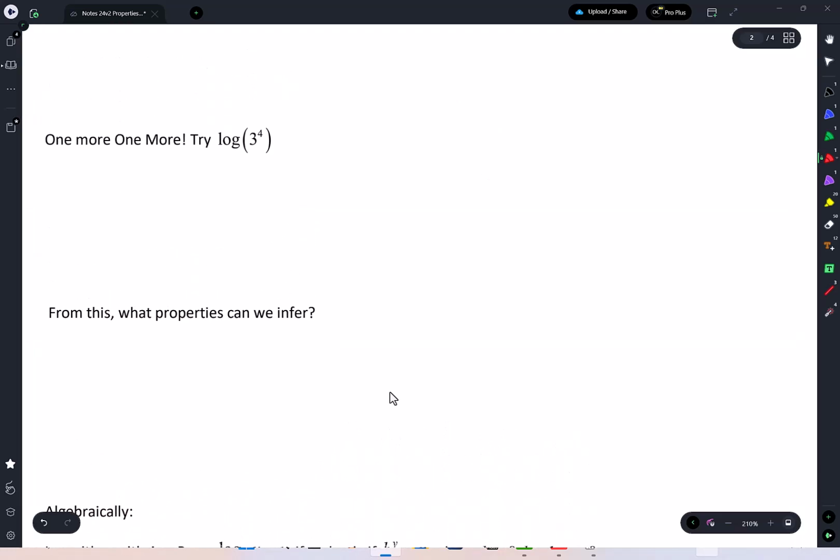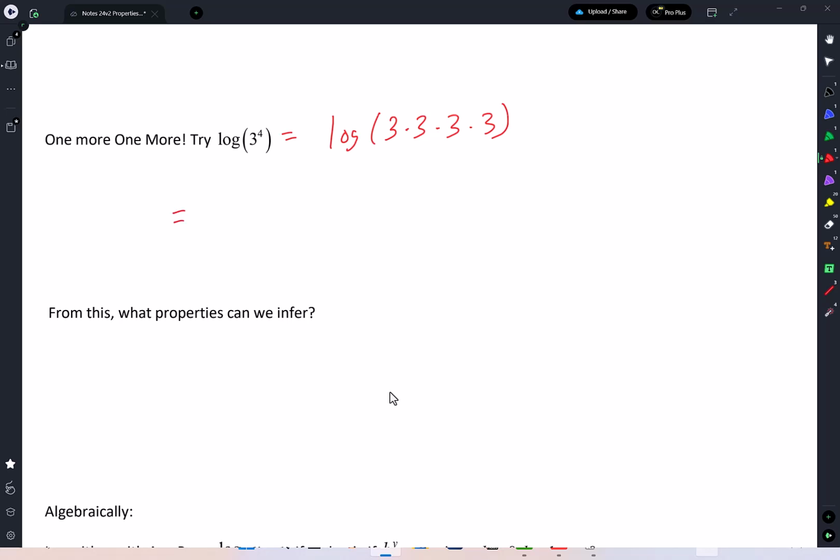See how this says log of 3 to the 4th power? That's like saying log, and then 3 to the 4th power is just 3 times 3 times 3 times 3. And what did we say about when we multiply? It's like adding log 3 plus log 3 plus log 3 plus log 3. How many log 3s do you count? So combine like terms: 4 log 3.